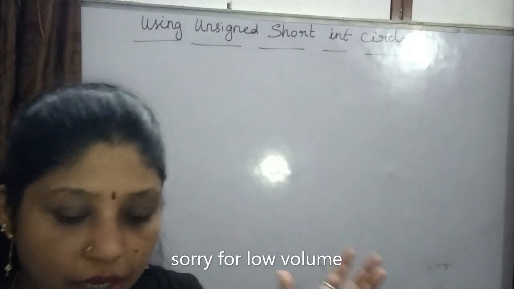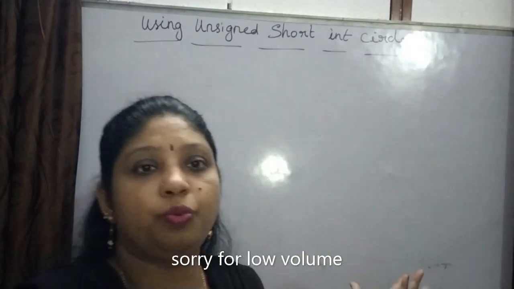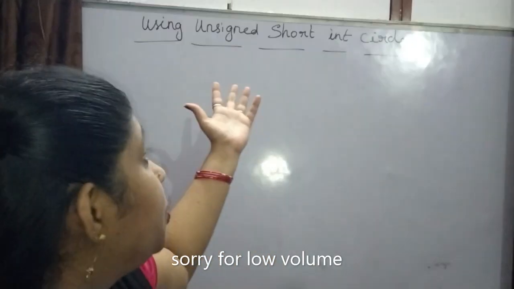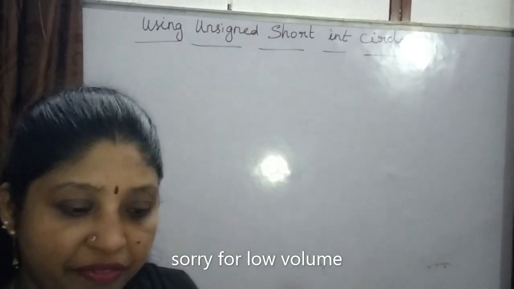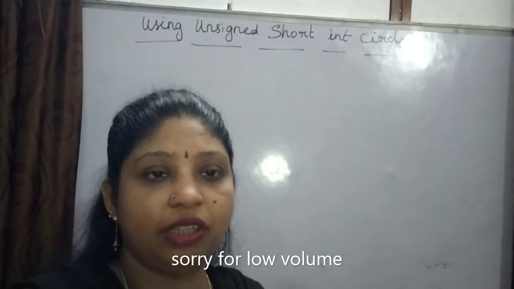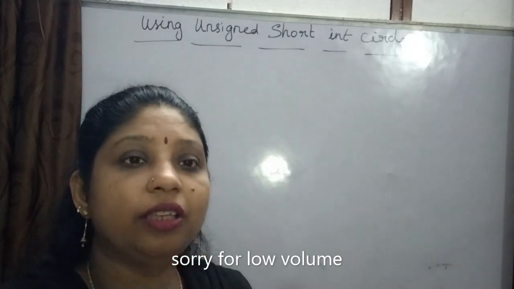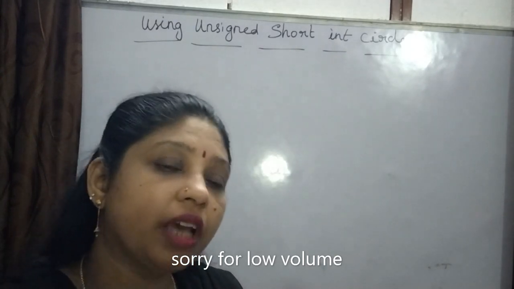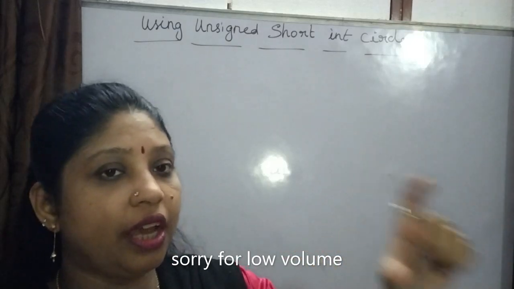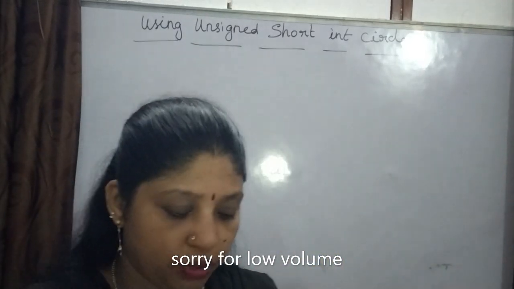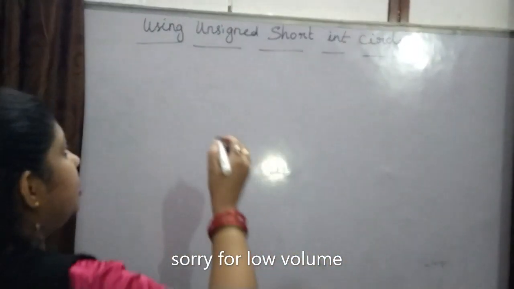Okay, now let's enter into the class. In this video I am going to explain about the unsigned short int circle. Before starting, we will see what the unsigned int data type is. Last class we discussed signed short int. Now we know the properties of signed, and we are going to discuss the unsigned short int data type. Let's see the properties.